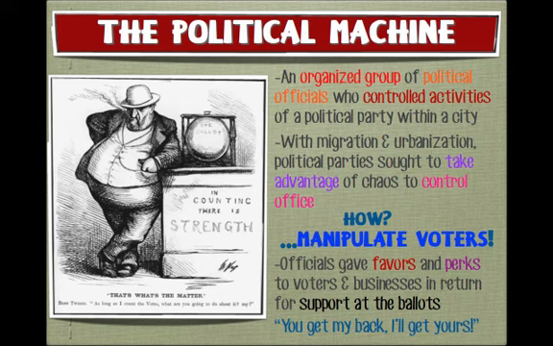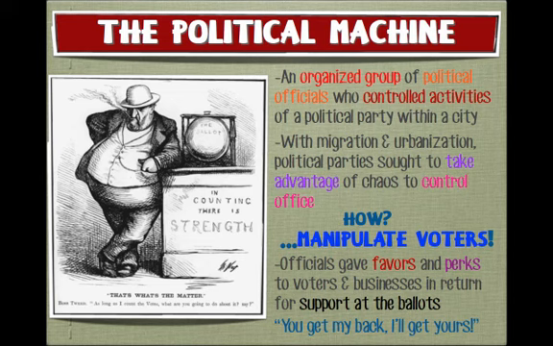So, the political machine. These reforms are going to focus more on government. A political machine is an organized group of political officials who controlled activities of a political party within a city. The actual political machine, these are not politicians, but they're people that are hoping to gain an advantage by having a say, having control over a political party or the people that are in political office.